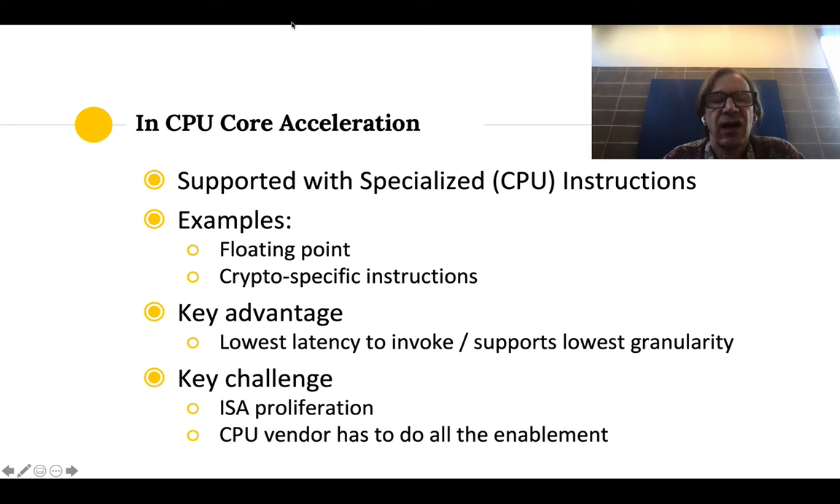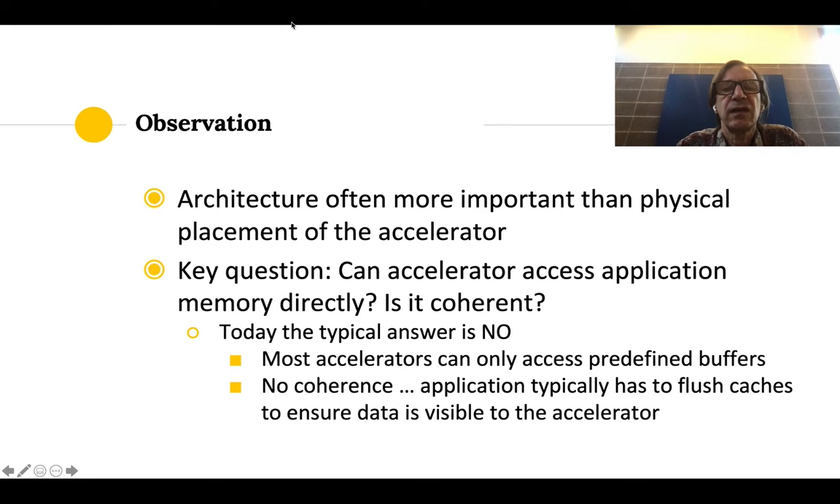Some key challenges are ISA proliferation. You end up with very large instruction sets this way. And all of the enablement has to be done by the CPU vendor, who sometimes has to guess at which uses of this acceleration are going to be most prevalent. The key question is how the accelerator is architecturally integrated. And this is often more important than where it physically resides.